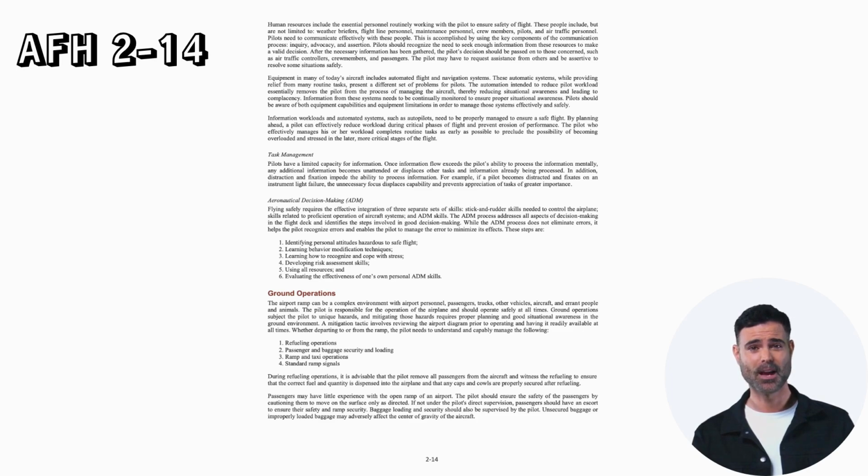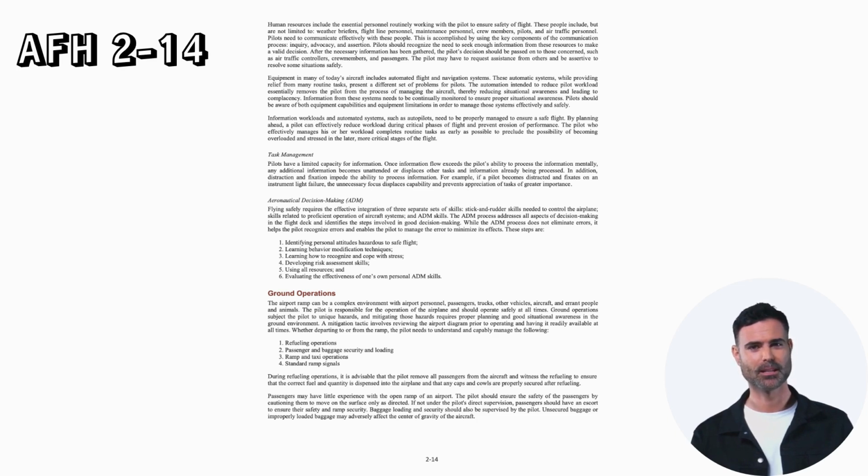Task management. Pilots have a limited capacity for information. Once information flow exceeds the pilot's ability to process the information mentally, any additional information becomes unattended or displaces other tasks and information already being processed. In addition, distraction and fixation impede the ability to process information. For example, if a pilot becomes distracted and fixates on an instrument light failure, the unnecessary focus displaces capability and prevents appreciation of tasks of greater importance.